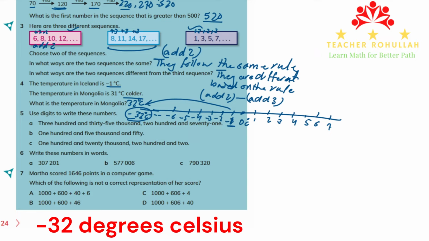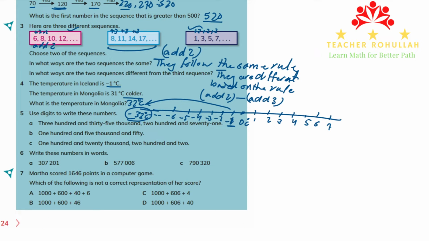This is how we can easily find the temperature, or can differentiate even the numbers, bigger or smaller, all these things. We can use the number line. Well, we are done with question 4, and question 5, it says use the digits to write these numbers.